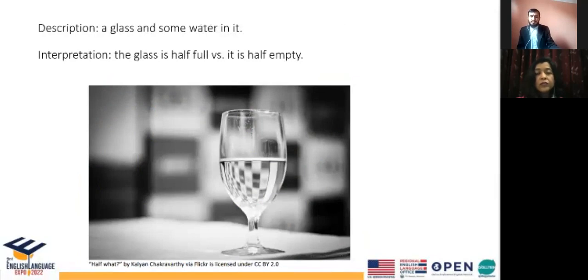Now, if you look at this picture, in this picture, what we can see is there is a glass and some water in it. Now, some might say the glass is half full and some might say the glass is half empty. Again, it is the interpretation that changes.